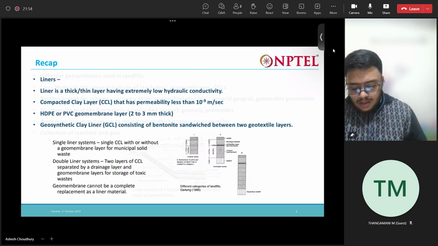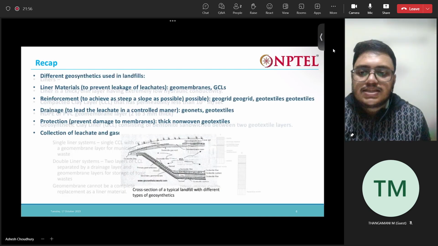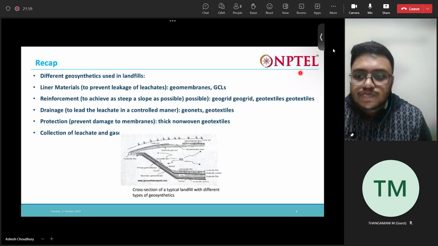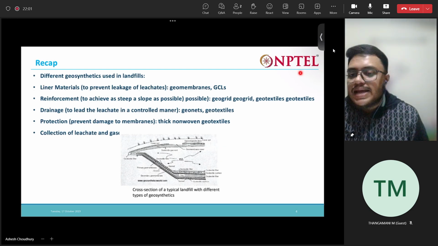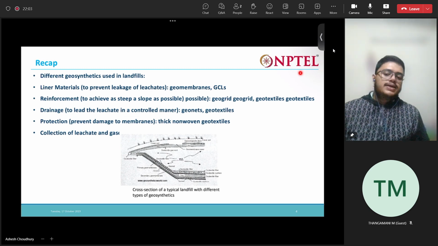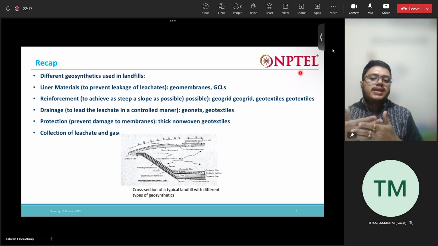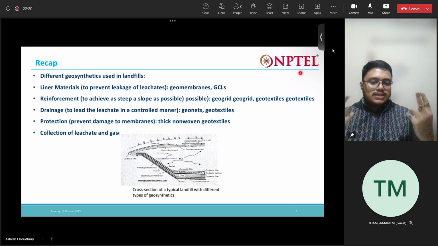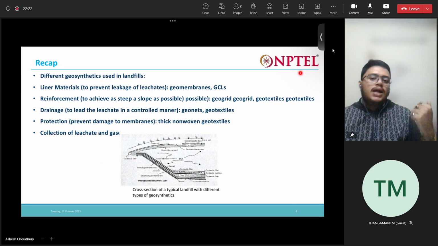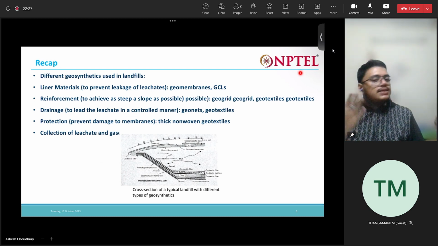So different geosynthetics are used in landfills. First is the liner material. The liner serves as a barrier; it will prevent the leachate from passing into the soil. Mainly for liners, for the function of barrier, two things are generally used: geomembranes and GCLs. If you remember, GCLs are nothing but geosynthetic clay liners.